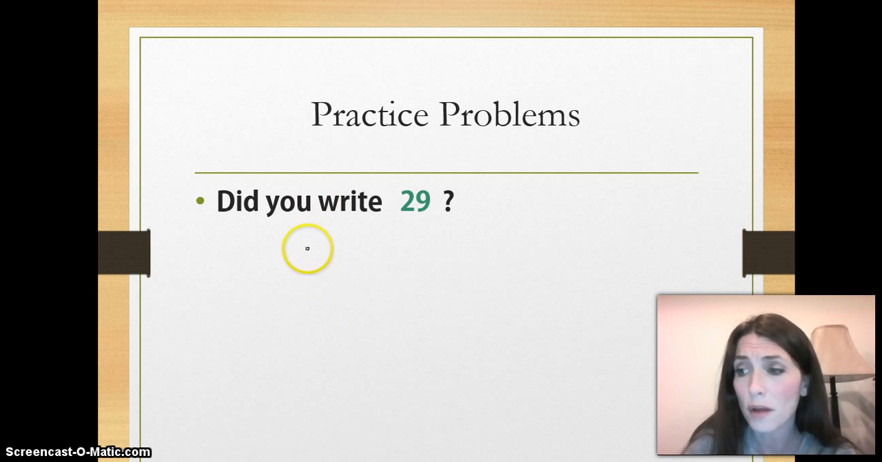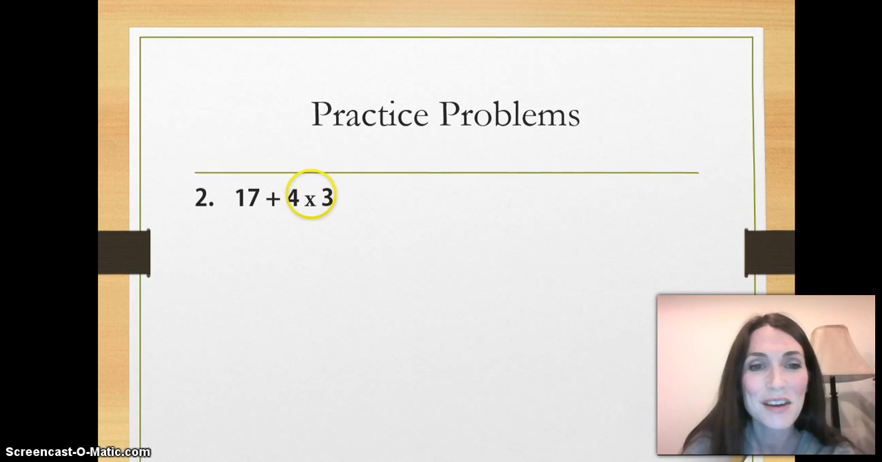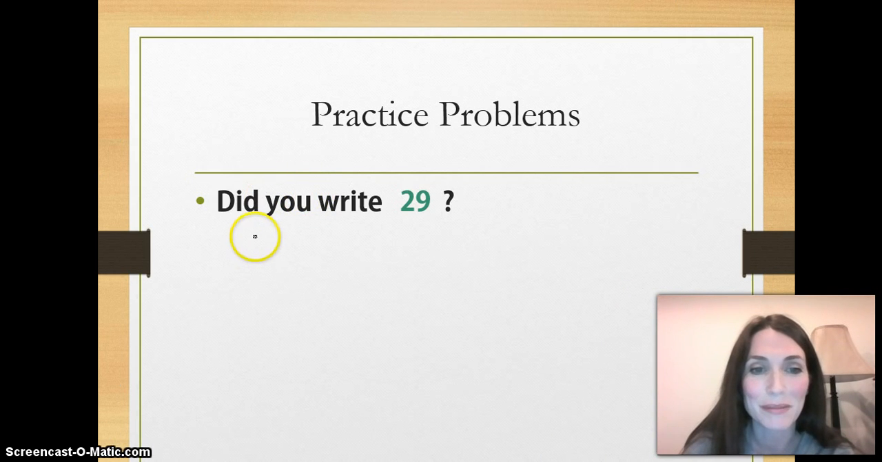So our original problem was, let me go back and check what my original problem was, 17 plus 4 times 3. So I'm going to write that down. 17 plus 4 times 3. Well, I have no brackets or parentheses to work through in this problem, so then I'm going to move on to multiplication and division. I do have multiplication to solve.